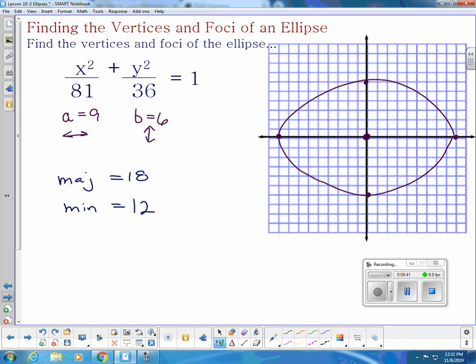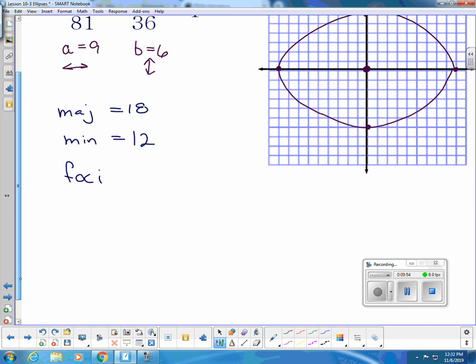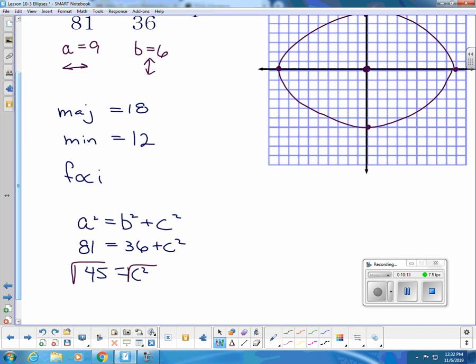I can find focal points, or foci as they're called. Focal points have to go along the major. So if it's longer horizontally, we're going to do focal points along the major. For our focal points, we said that A squared equals B squared plus C squared. My A squared for my equation is 81. My B squared is 36. I subtract and I get 45. What's the square root of 45? Broken down into a nice, pretty, reduced radical.